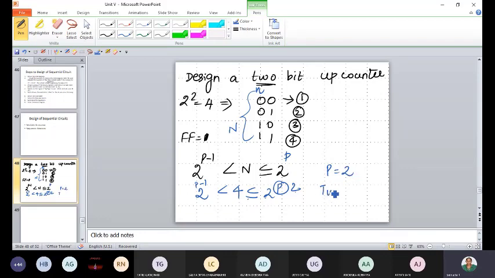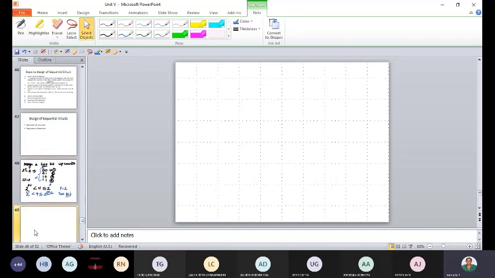So 2 flip-flops. I can decide in this way also. Since it's a 2-bit counter, I can say a flip-flop is a single bit storage unit. Here I'm using 2 bits, so we need 2 flip-flops. Whichever is convenient for you, you can go ahead.